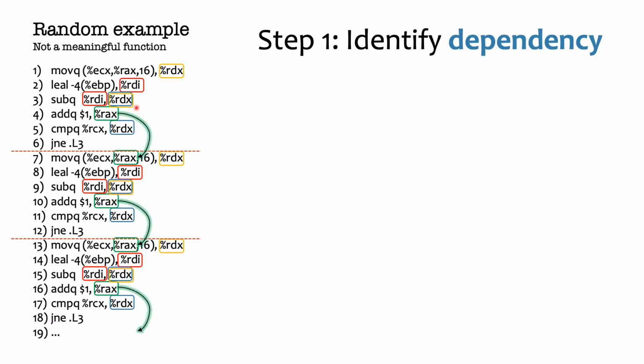This is a cross-iteration dependency. We shouldn't just look at one iteration. We should also look at adjacent iterations. So that's 5 dependencies.